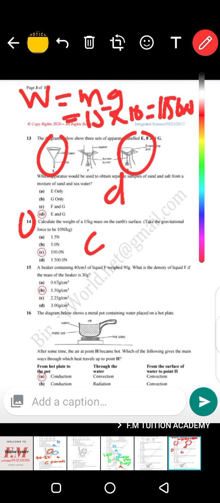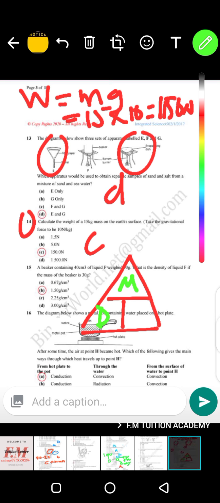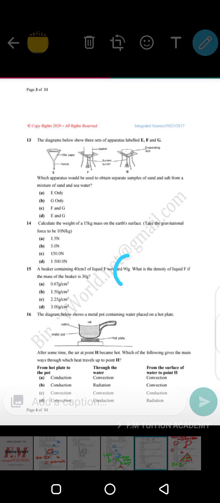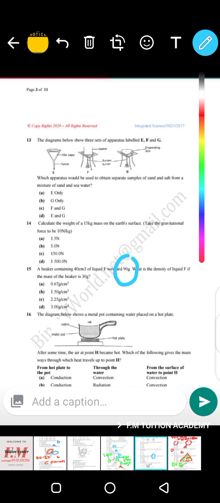And then here, a beaker contains that and the weight of that. What is the density? The formula for density is, there's that triangle that you use. It's written like this. Density is equal to mass over volume. So in writing, density is equal to mass on top over volume. What is the mass? The mass is 90 here, and the volume is 40.